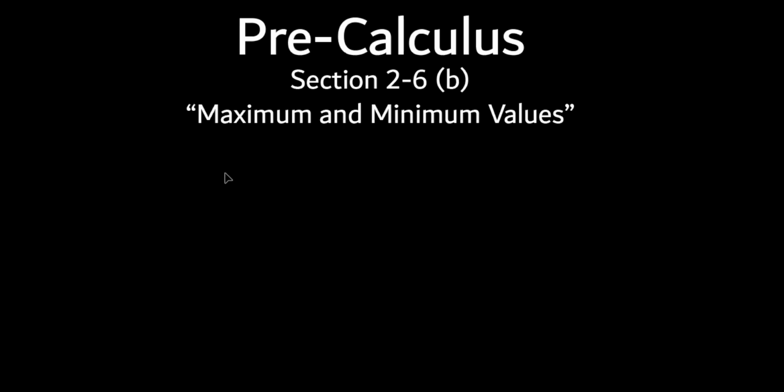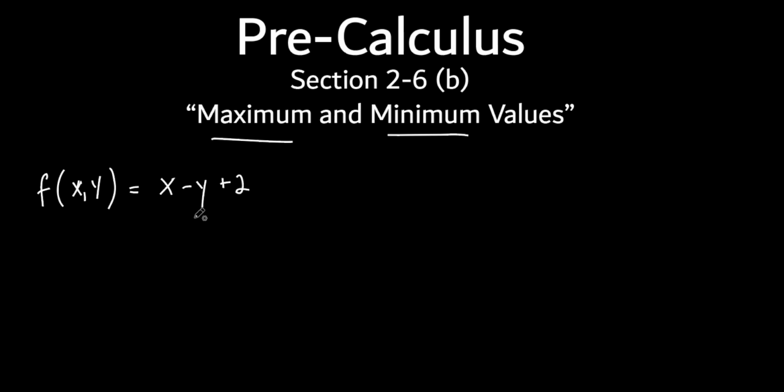So here we go. We're trying to find the maximum, that's what we're doing, that's why I called it that, the maximum and minimum values of this function. So it's f of x, y is equal to x minus y plus 2.